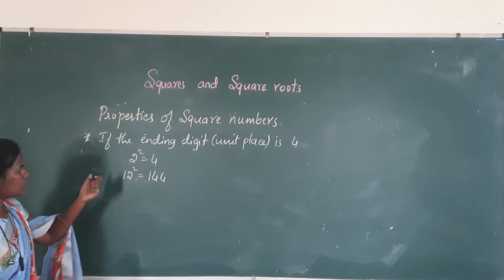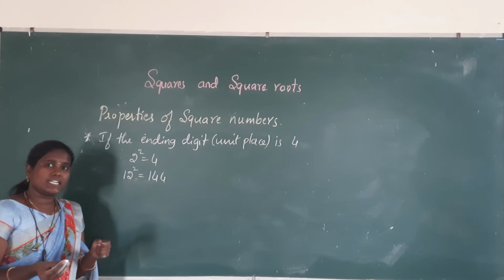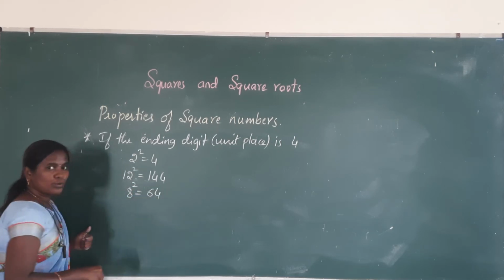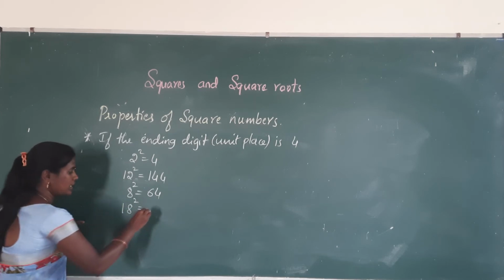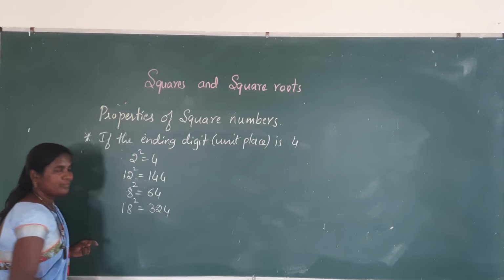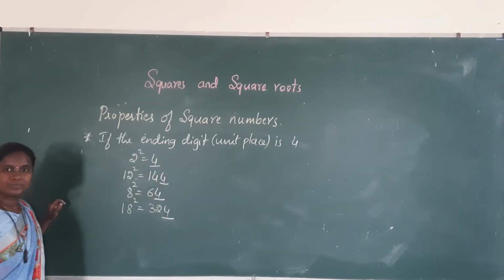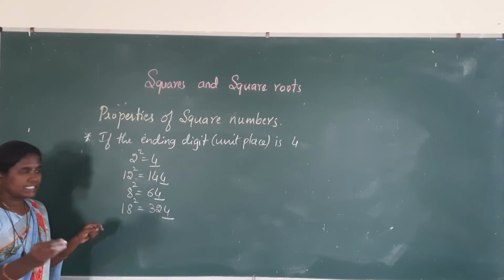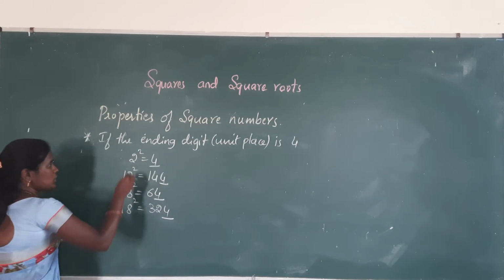Is there any integer that is ending with 4? See, 8 square is there. 8 square is 64. Then what about 18 square? Yes, 18 square is 324. See, 4, 4, 4, 4. If the ending digit is 4, here it is clear from that chart, if you observe.